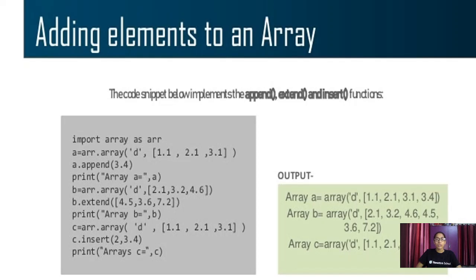Now comes adding elements to an array, how it is done. If you have created the array, an array A or any other, you just need to add the word append. Append will add the element. Extend will extend your array with the defined part. Insert is also similar, but it adds the element at a given position in your array.